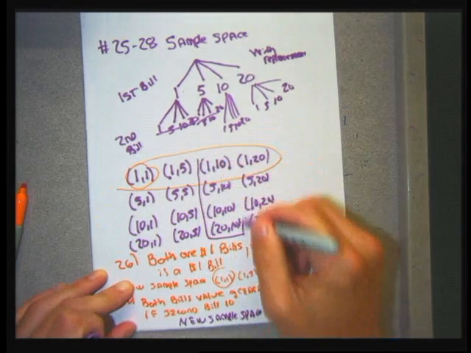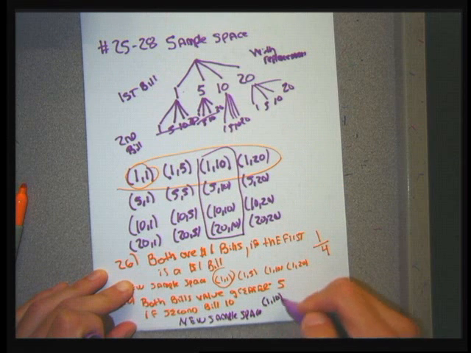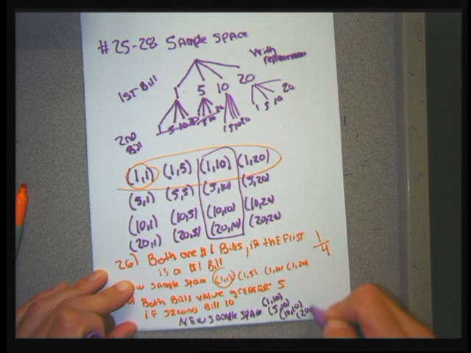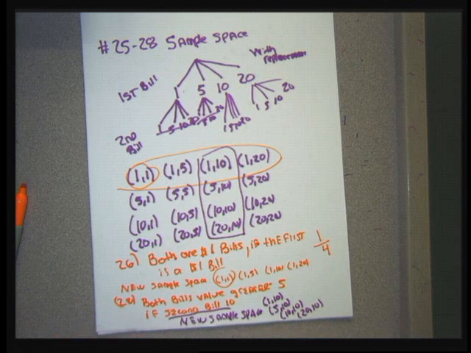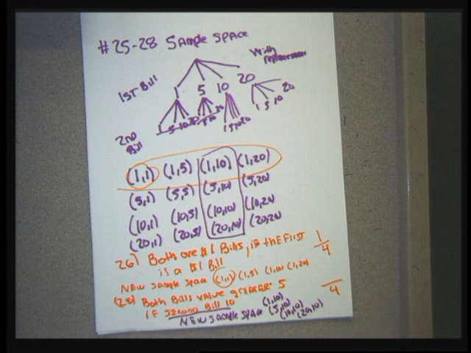All of these have the second bill of 10. So my new sample space is getting a 1 then a 10, a 5 then a 10, a 10 then a 10, or a 20 and a 10, because all of those have the second bill being a 10, and that's the extra information that's given. My denominator for the probability in number 28 is going to be 4.